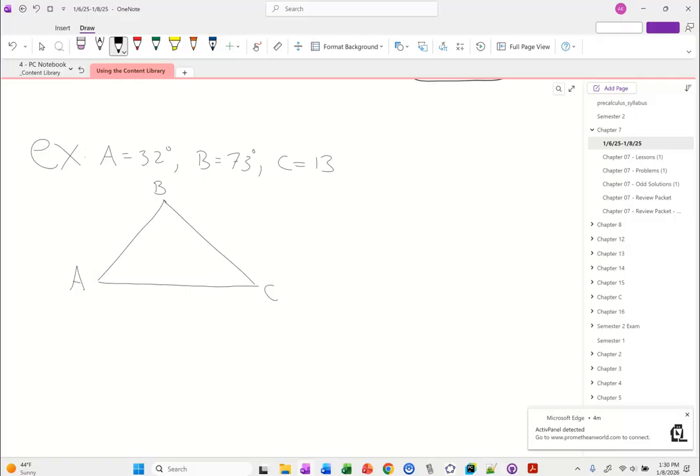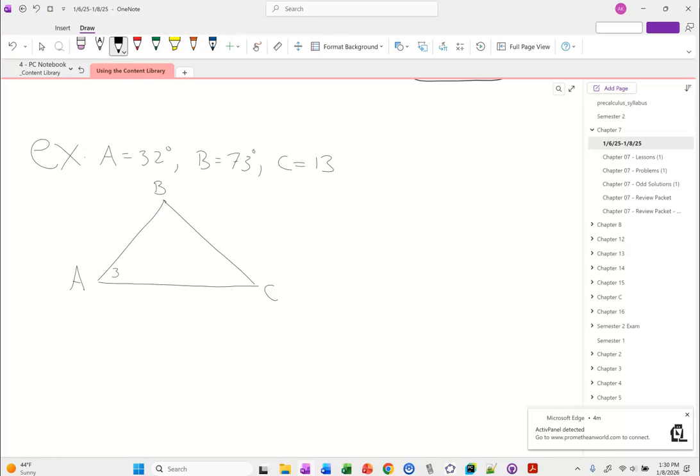Everybody's all right with that? Do you know what I mean by to scale? Angle A and angle B are definitely different angle measures, but in the picture they don't look like they're different. That's what I mean by not to scale. Everybody's all right?